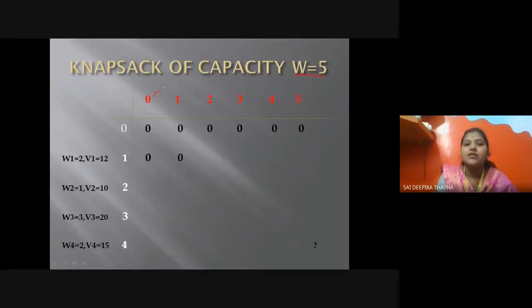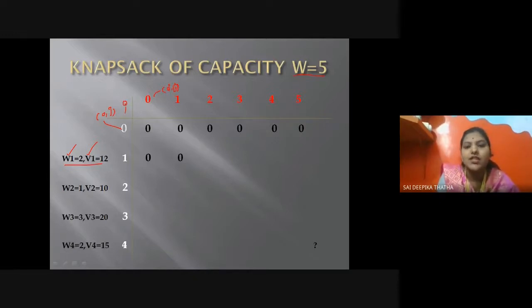This 0 is the value of 0 comma i. This is 0 comma i, and this is going to be i comma 0, and this is going to be 0 comma j. They have given the weights and the values of the different items respectively. W1 is the weight of the first item, V1 is the value of the first item. Likewise, they have given values and weights for the 4 items. And this is the value of i.